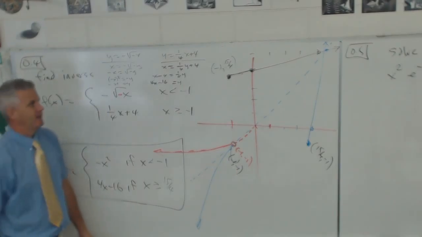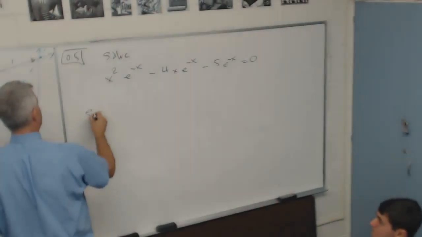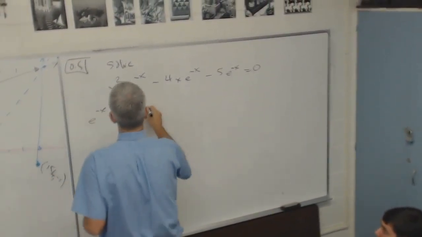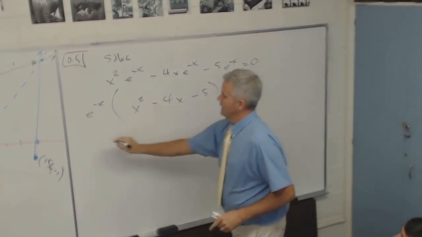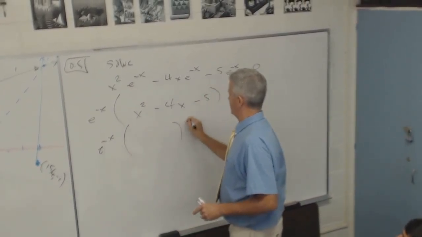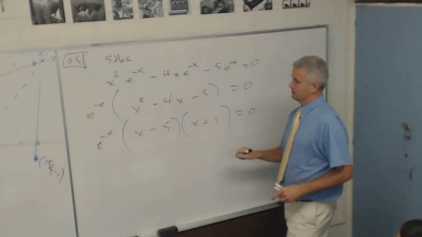Okay, well done. Last one, I'm just going to knock it out so you have a couple minutes to work. I'm going to factor e to the negative x out. We have x squared minus 4x minus 5 is 0. E to the negative x, this factors very easily into x minus 5 times x plus 1.